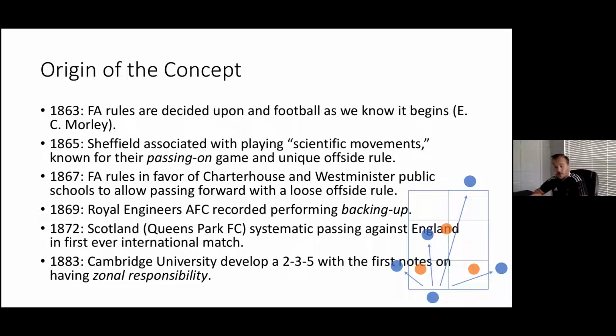One interesting thing to note is that in 1883, Cambridge University was the first team that we saw develop a system that we see a little bit more today. Over 100 years ago is the first time we saw a 2-3-5, which is obviously three midfielders. Before this, everyone would play with a 2-2-6 or even more forwards, seven, sometimes eight. They're the first team we saw recorded playing a 2-3-5, and people were recording that they were doing zonal attacking.